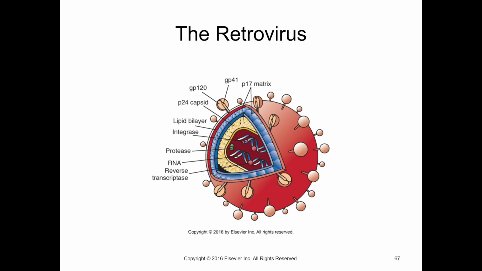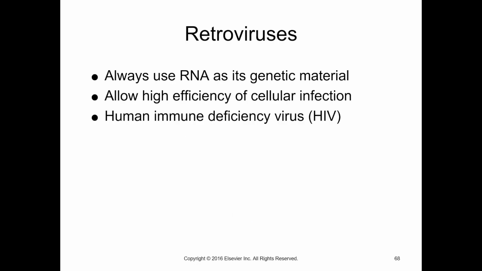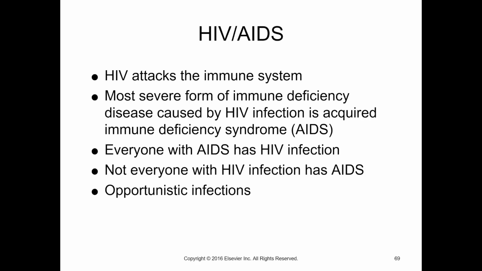Retrovirus. So when we talk about the retrovirus, we're talking of human immunodeficiency virus, HIV. Retroviruses are very special. They always use RNA, and they're highly effective at avoiding the immune system and highly effective at causing infection. Basically, if you have HIV, you're at risk of developing AIDS. Not everyone with HIV develops AIDS. AIDS is your acquired immune deficiency syndrome.